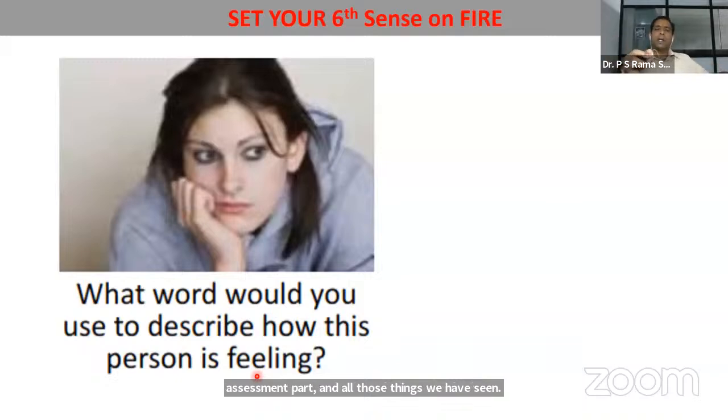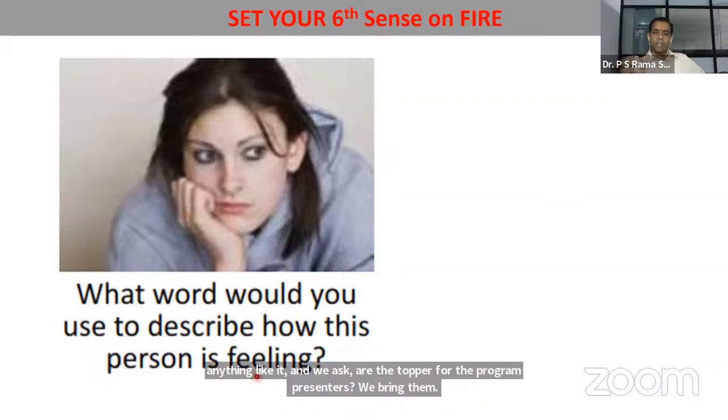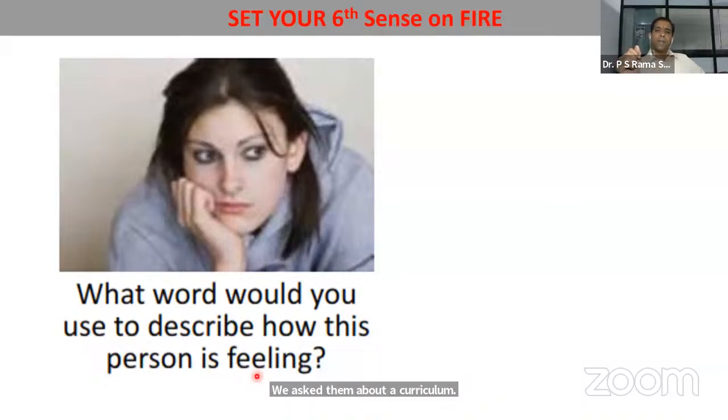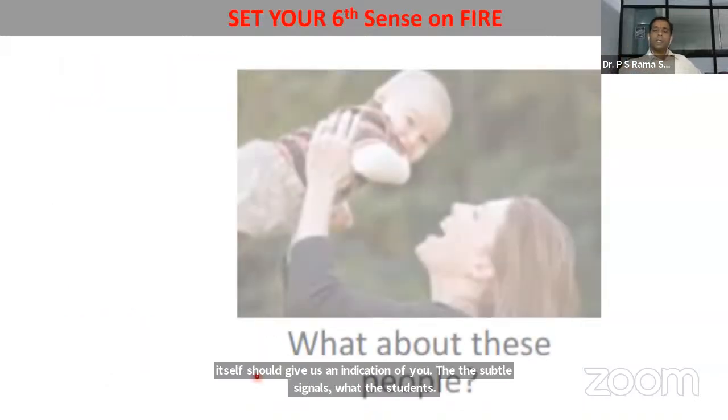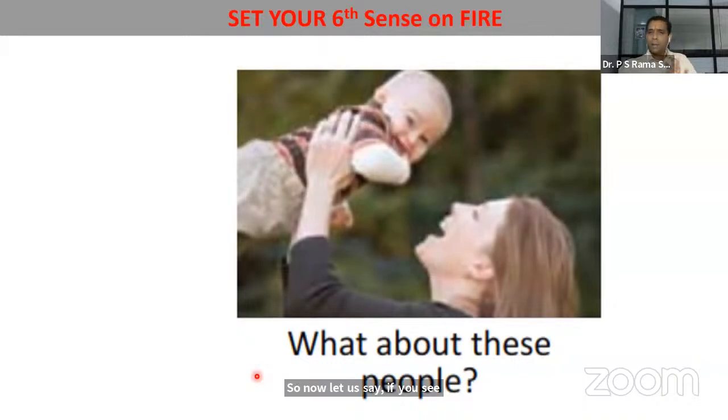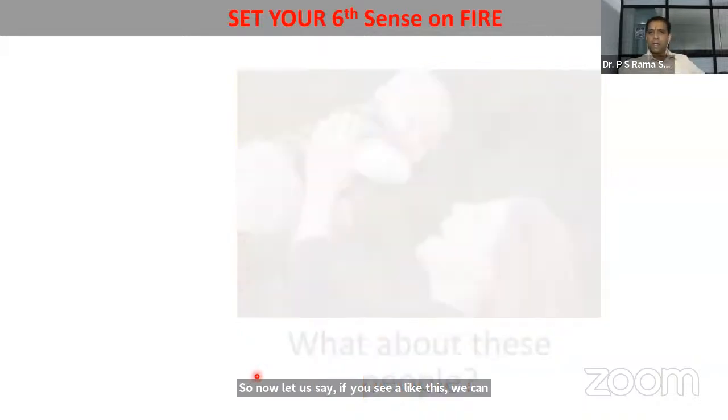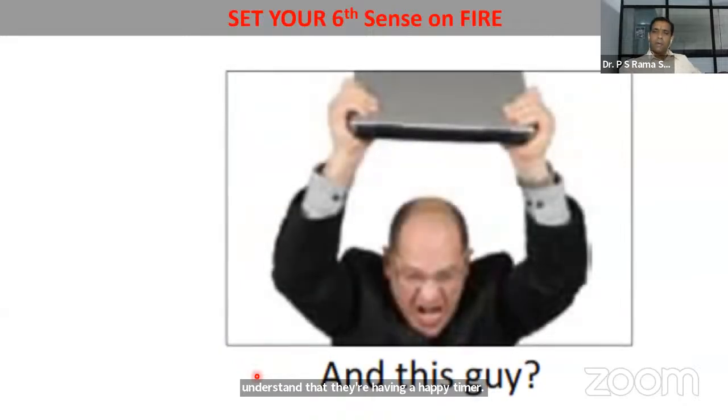So when we gather the students in a classroom or anything like that, the toppers or the program representatives, we bring them, we ask them about a curriculum, they start looking at each other's faces and they start laughing. Some people don't want to respond. That itself should give us an indication of the subtle signals the students give us. So now let us say if you see like this, we can understand that they're having a happy time, right? The subtle signals are given. And this guy, if you see, he's really frustrated with the office politics.